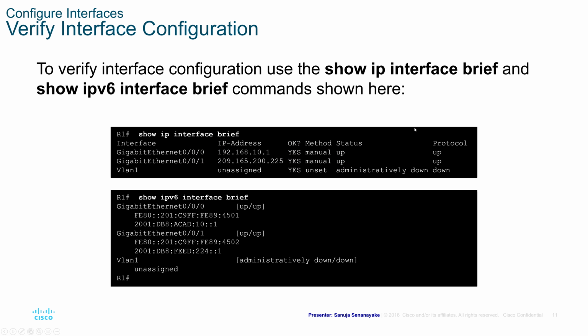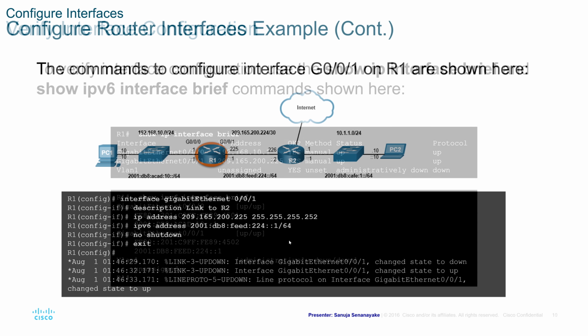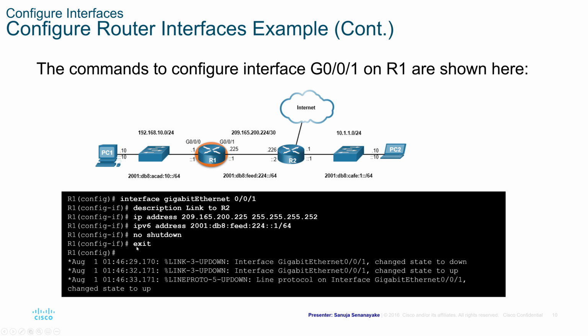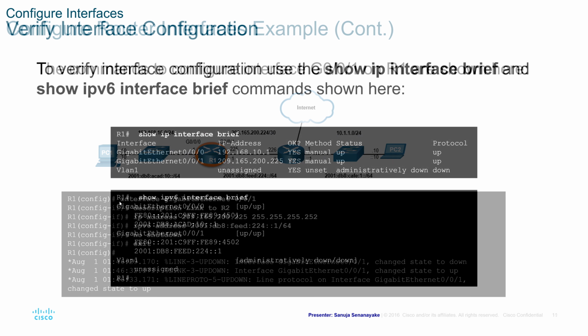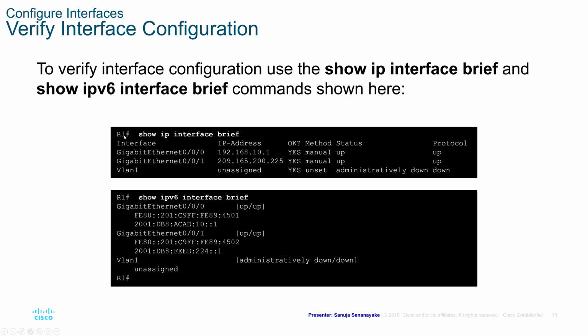Verify interface configuration. To verify interface configuration, use the show IP interface brief and show IPv6 interface brief commands. Basically, once you exit out of this router, you can exit all the way to the main screen, and then you can type show IP interface brief.